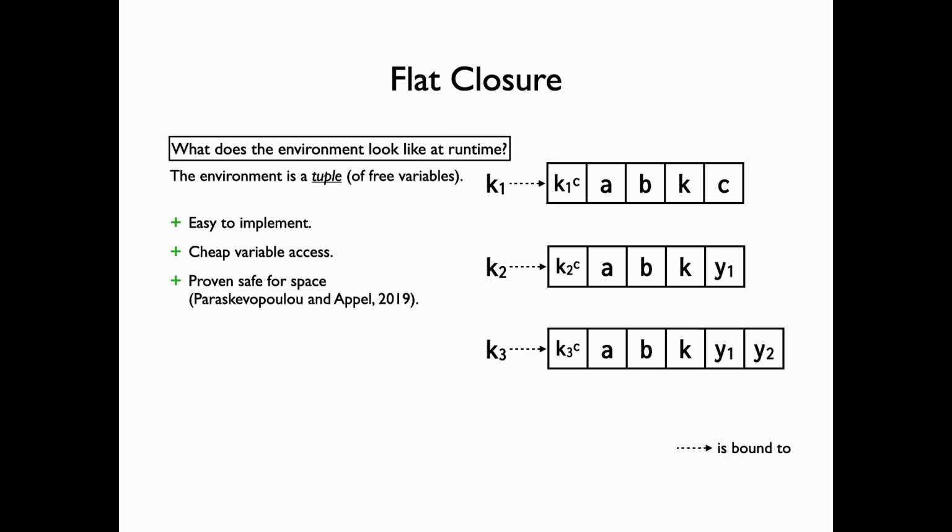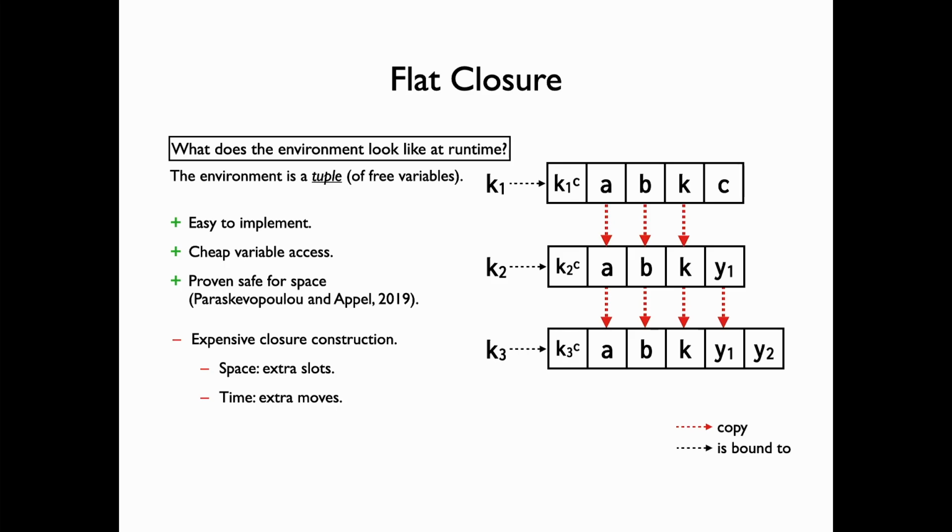Depending on who you ask, this is maybe the most important aspect. It is proven to be safe for space, which we'll come back to in a little bit, but roughly this means that the closure only points to values that it actually needs. But the downside of this approach is perhaps very visible in this diagram already, which is that every new closure repeats part of the environment because they're all free in this. Not only do you have to allocate bigger tuples, but you have to copy values from one closure to another. That is one load and one store for each free variable at each level, which is less ideal.